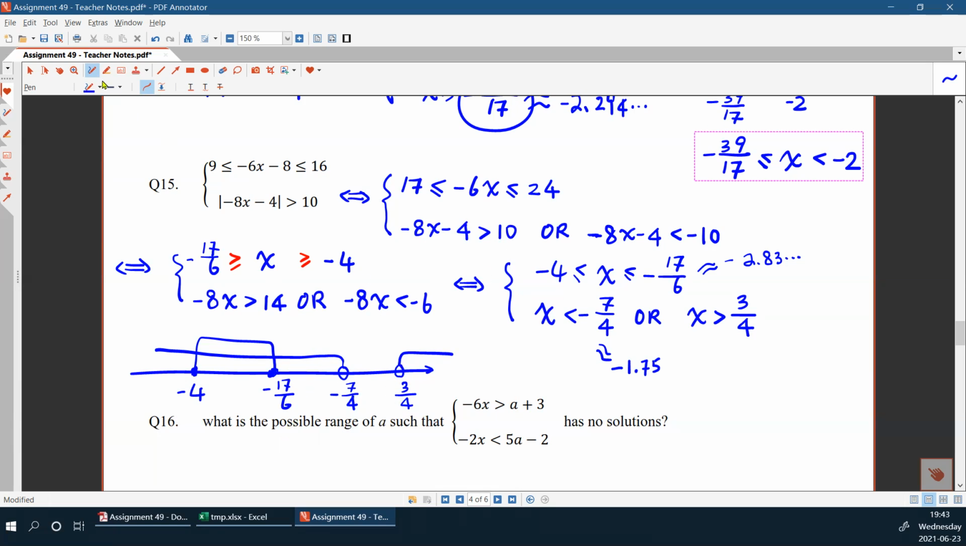Note that x should satisfy both conditions. So the final solution is the overlapped area. Overlapped area is here, right? So the final solution is x should be greater than or equal to -4, and x should be smaller than or equal to -17/6. Okay, any questions?